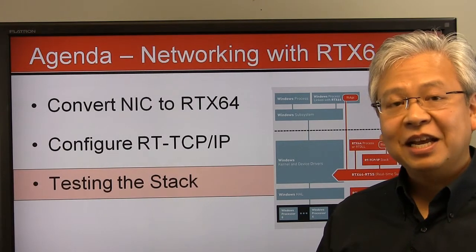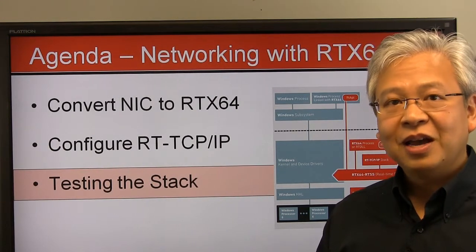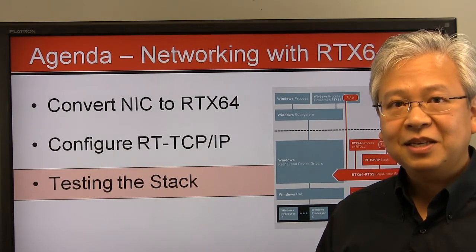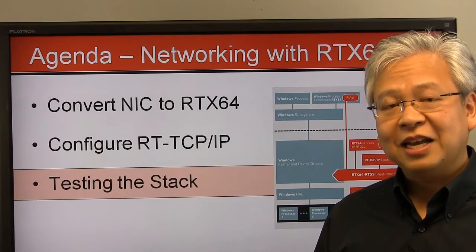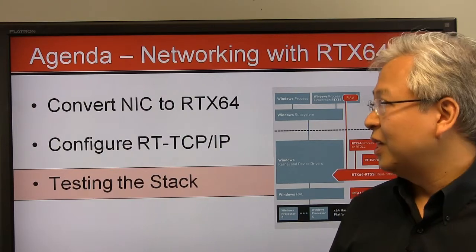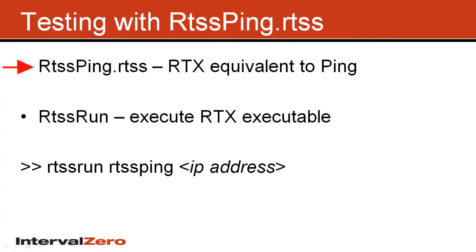Now that we have the NIC card converted over into RTX64 and we've configured the real-time TCP/IP stack, we're just going to want to run a final test just to make sure everything is working properly. So to do that, we're going to run a function called RTSS ping. This is the RTX equivalent of ping inside of Windows. I'm sure you're very familiar with how you run ping in the Windows environment. Well, the RTX equivalent is RTSS ping, and we're going to run that function by calling RTSS run, which is the prefix that you need to have whenever you run any RTX executable at a command line.